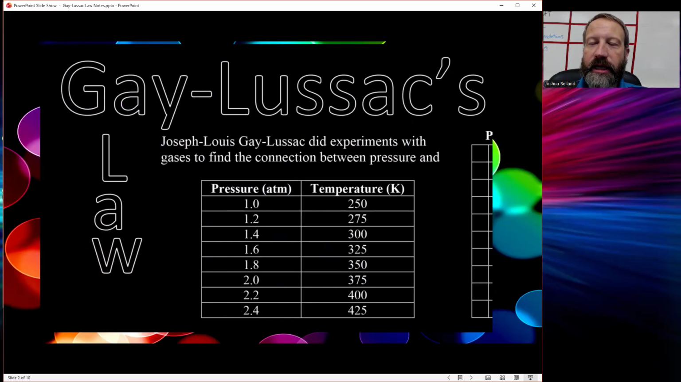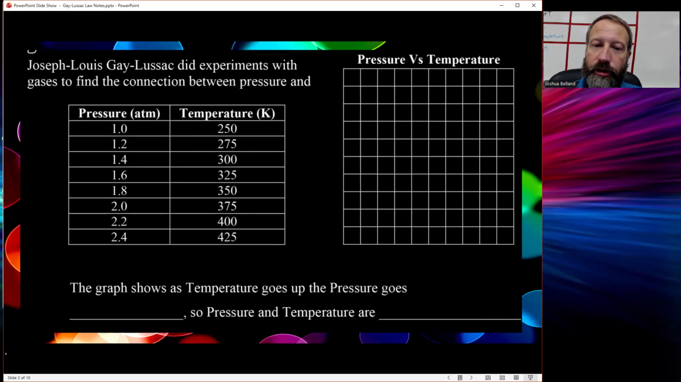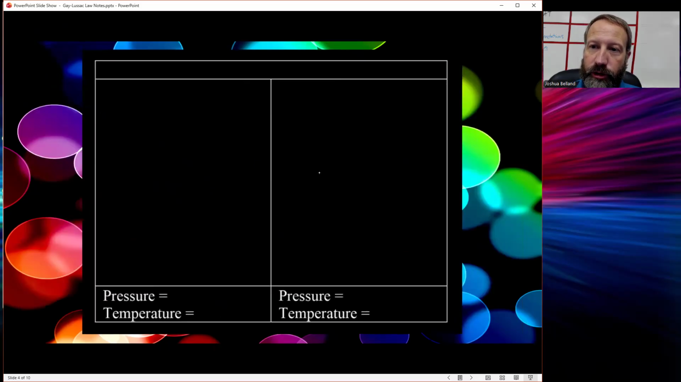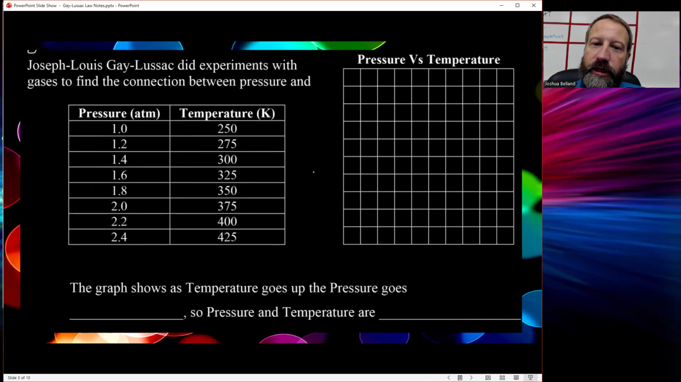But we're going to start as we did last time by looking at the data. So here I have the data that I'm going to graph. You can see the pressures need to go from 1 to 2.4. The temperatures need to go from 250 to 425. So on my graph here, I'm going to use an annotation tool. Pressure versus temperature.